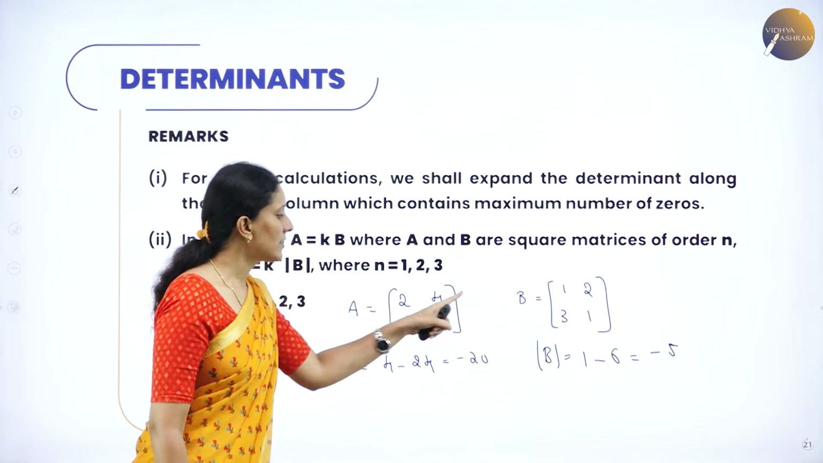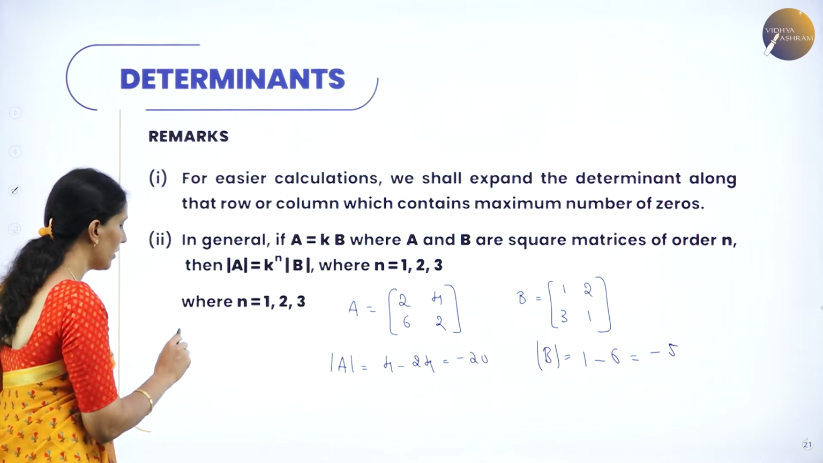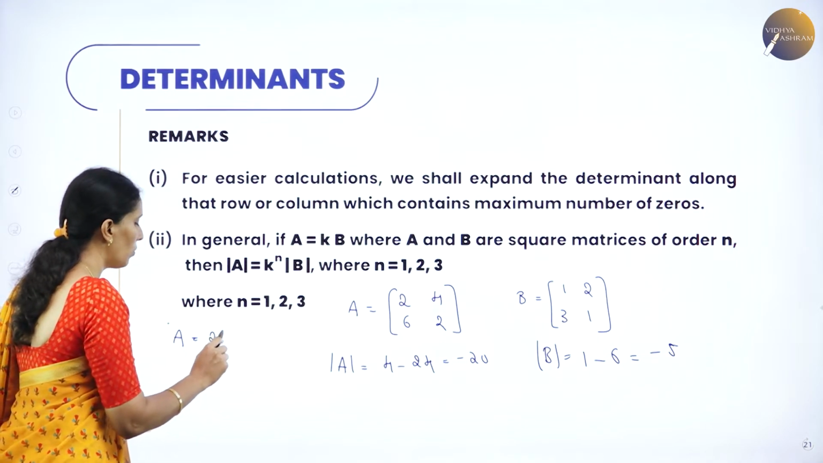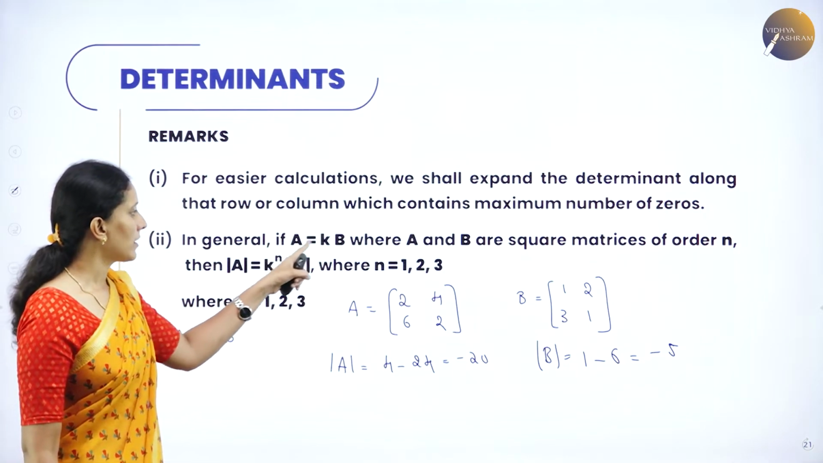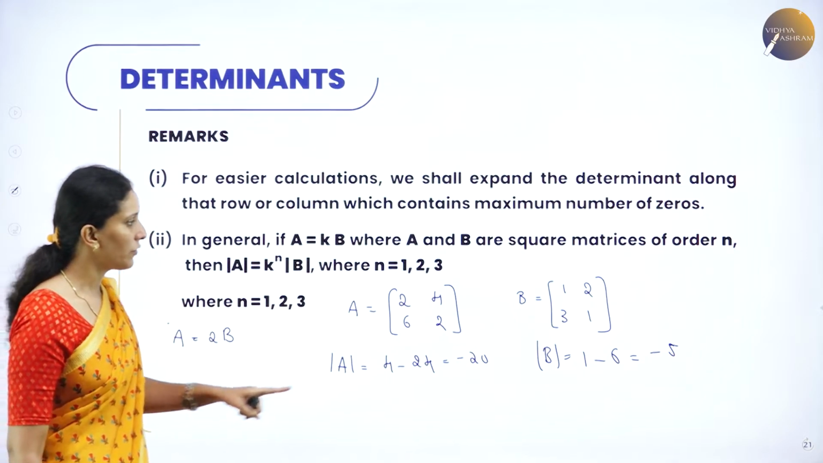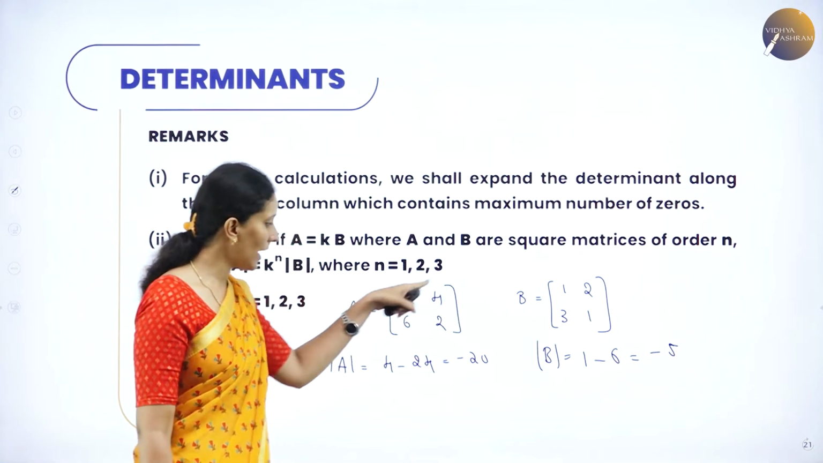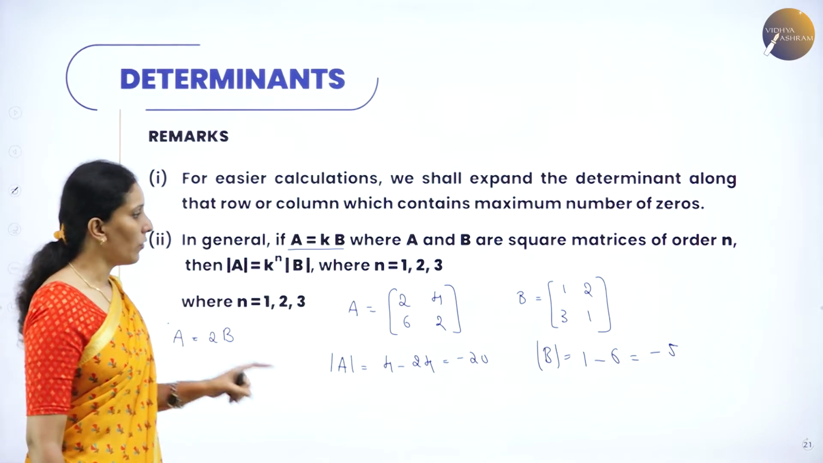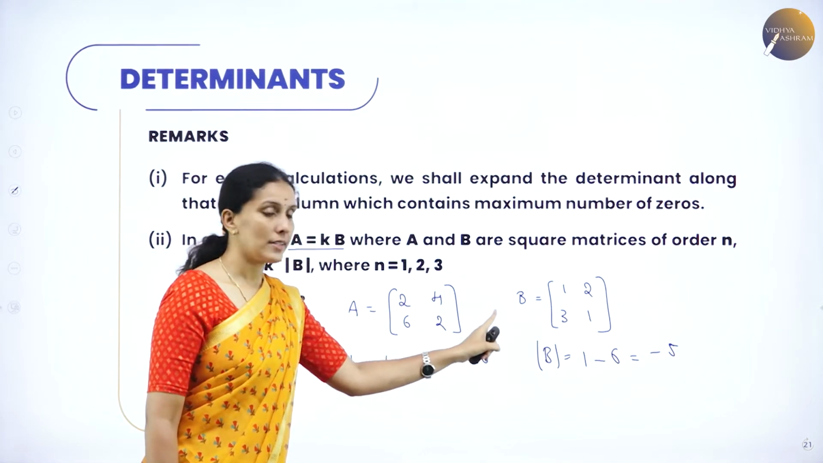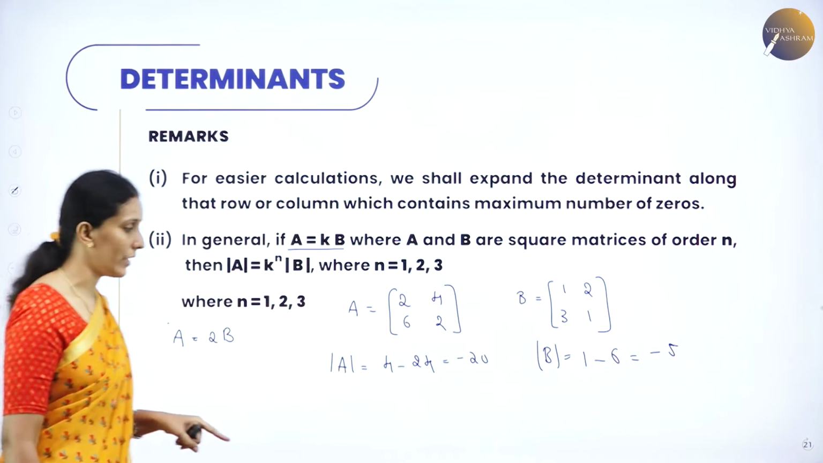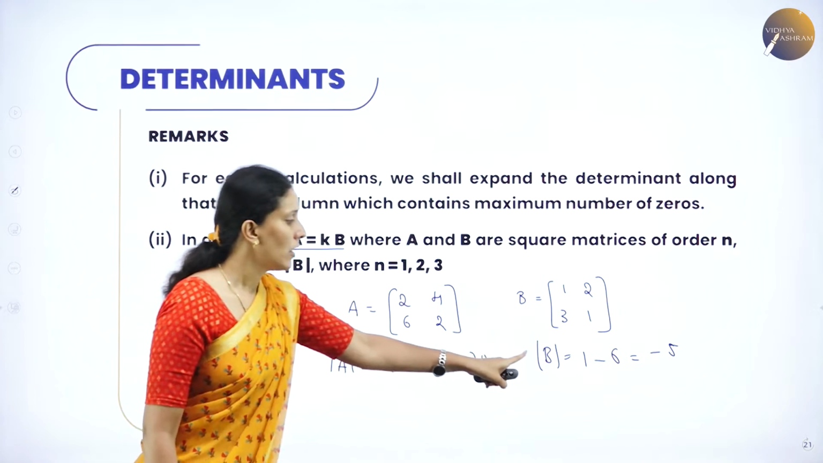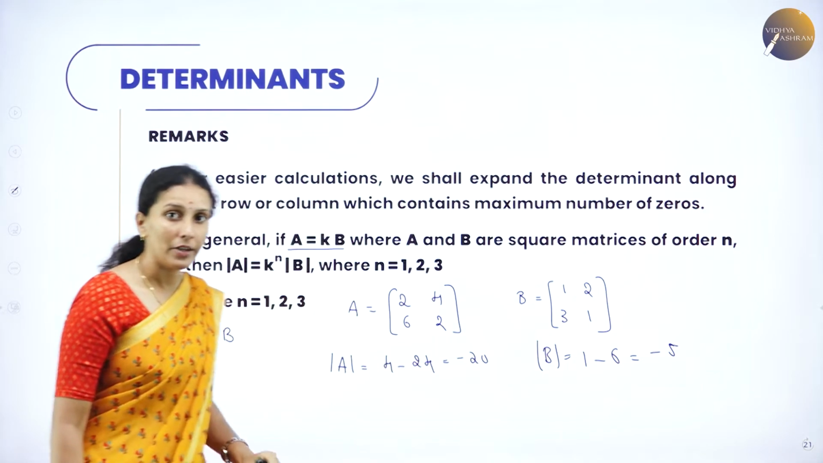Now, from this relation, matrix A can be written as 2 times matrix B. If you multiply 2 to matrix B, then I'll get matrix A. So this relation holds. Therefore, if matrix A is equal to some K times B, then determinant of A can be written as determinant B times K to the power n.